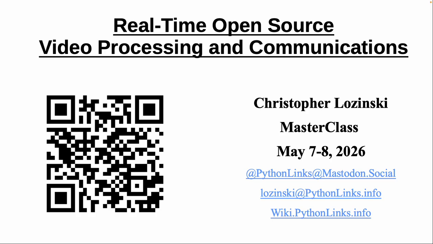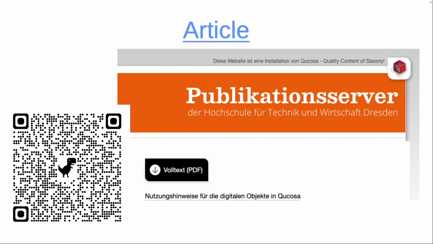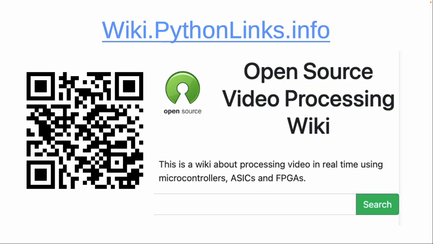I did some research, I did a talk on it, I did a 10-page paper that's now published on the German National Library website. But there was still no more content, so I created a wiki, wiki.pythonlinks.info. Here's the QR code to go to it.